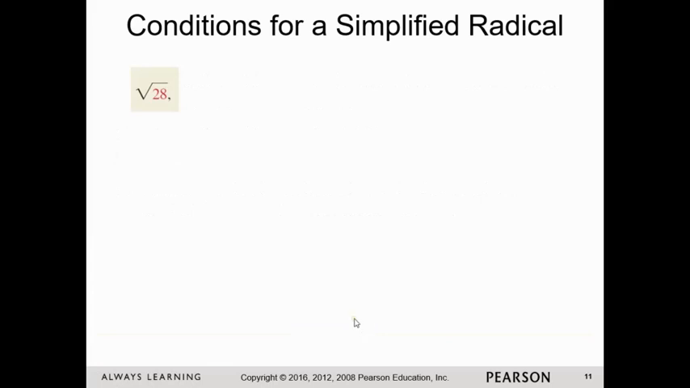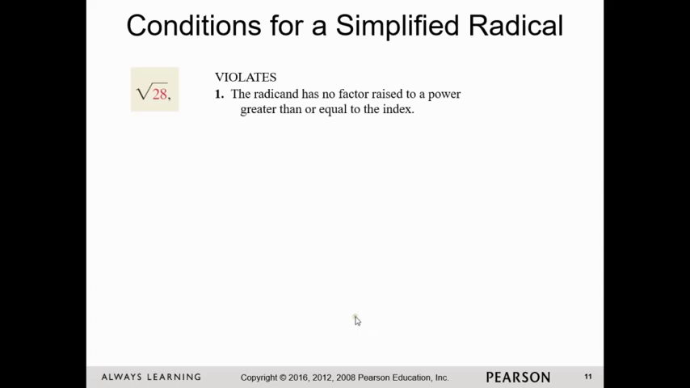So the first one is the square root of 28. This violates the first rule. Remember, the radicand can have no factor raised to a power greater than or equal to the index. So what we're going to do is break up 28 into factors. Notice we can break 28 into 4 times 7. Notice something about 4. 4 is a perfect square, right? The square root of 4 is 2.